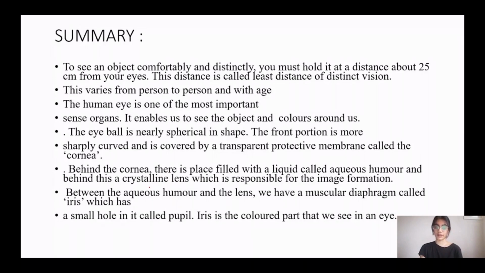The front portion is sharply curved and is covered by a transparent protective membrane called the cornea. Behind the cornea you have a space which is filled with a liquid. This part is called the aqueous humor. Behind this is the crystalline lens, and the part responsible for image formation is called the retina, the screen of the eye. Between the aqueous humor and the lens we have a muscular diaphragm called the iris. The iris controls the pupil, and it helps to regulate how much light enters your eye at once. The iris is the colored part that you see in an eye.